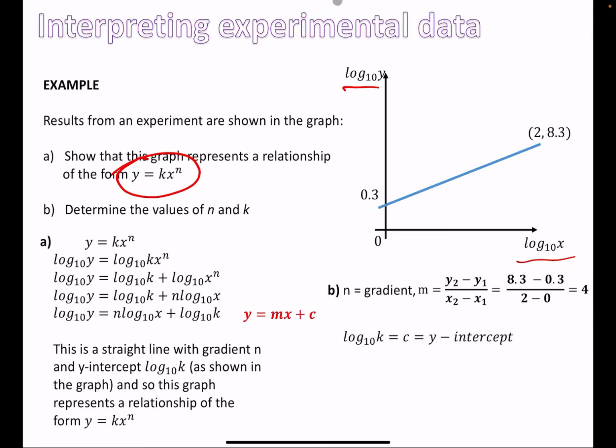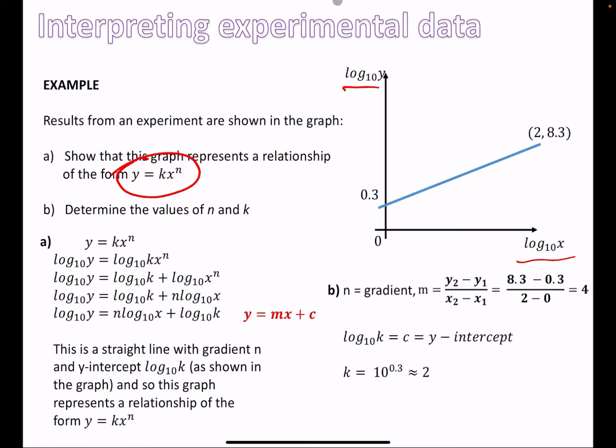Likewise, log of base 10k is our y-intercept, okay? Those two things match up. And we know our y-intercept is just 0.3, so we can say that log of base 10k must equal 0.3. If log of base 10k equals 0.3, we rearrange that into exponential form, in which case k would equal 10 to the power of 0.3.